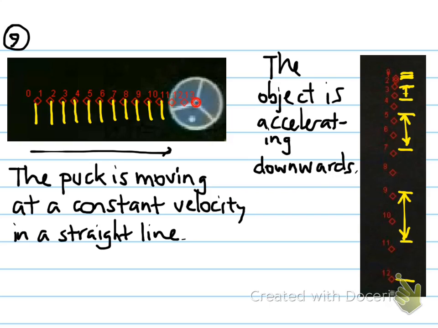Okay, so if it was the other way around and these numbers were 1 down or 0 down the bottom here and 12 up the top here, then it's obviously going that way. Okay, so in that case it would be slowing down as it gets towards the top. Okay, so you must pay attention to the numbers.